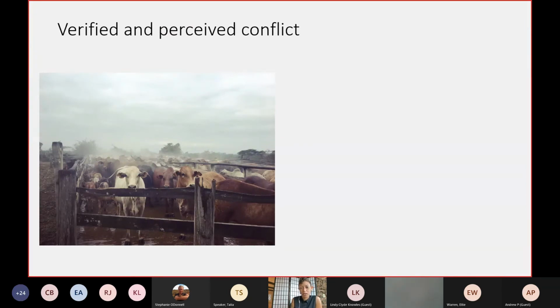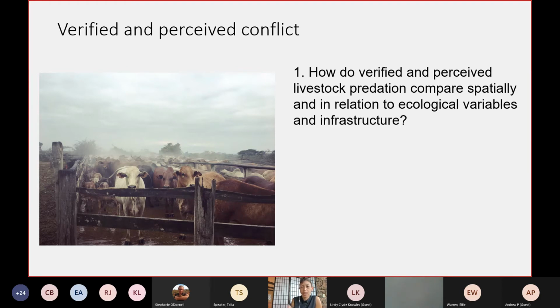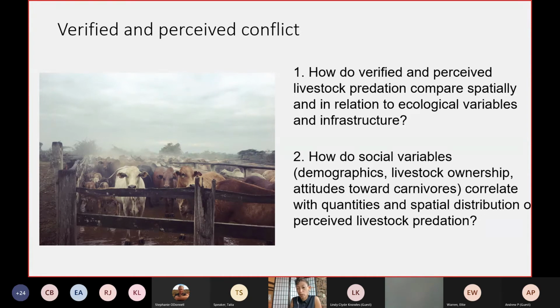So we know from our definition of human-carnivore conflict that human perceptions are important and that human perceptions can be different from what we see with recorded evidence or scientific evidence. So we wanted to see how people's perceptions of livestock being killed by carnivores were different from the livestock killing events that the government had recorded across the region. We looked at two questions. First, how do verified and perceived livestock predation compare spatially and in relation to ecological variables and infrastructure? And second, how do social variables correlate with quantities and distribution of perceived livestock predation?